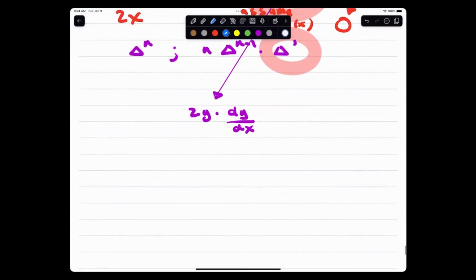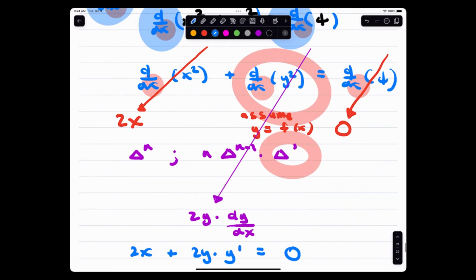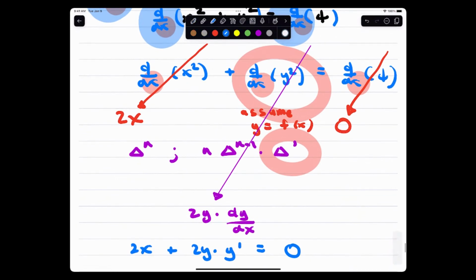Now, that means we have what? 2x plus 2y. I'm going to put times y prime, which is really dy dx. And that's going to equal what? 0. So you're really looking at all the gory detail here: 2x, 2y, y prime, 0. You're looking at what's left here. And I think earlier today we were using the gray, so let's just be consistent.